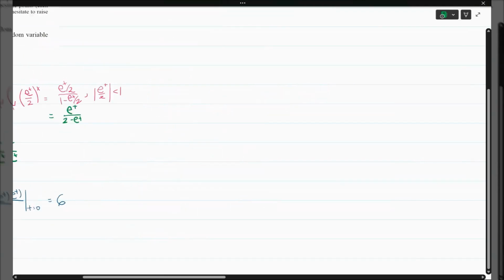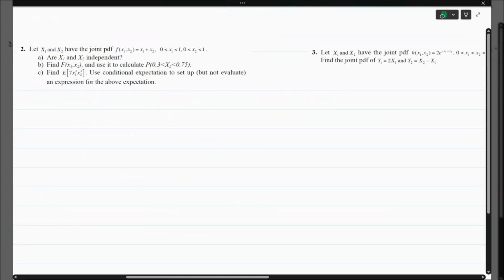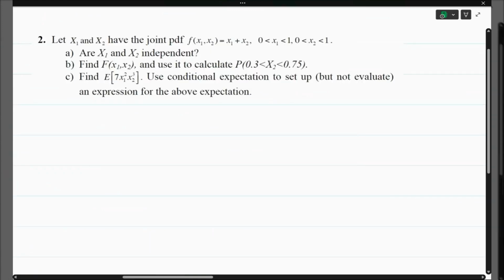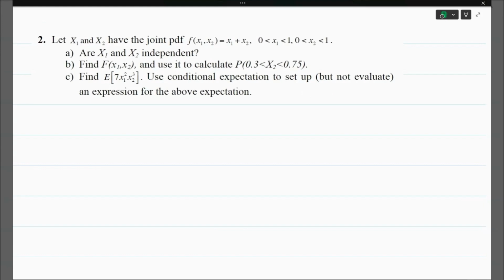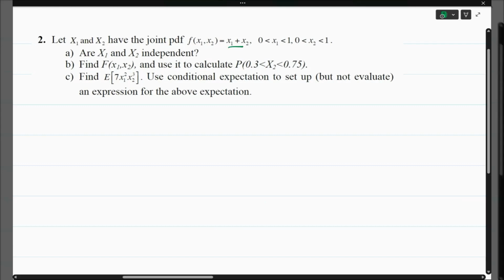All right, question number 2. What we're looking at is a joint PDF, and now we're looking at a continuous case. First things first, we want to identify whether or not the two random variables, X1 and X2, are independent, given this PDF on this support. Now we have the theorem.